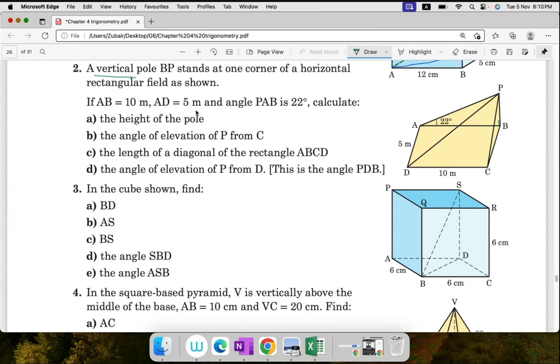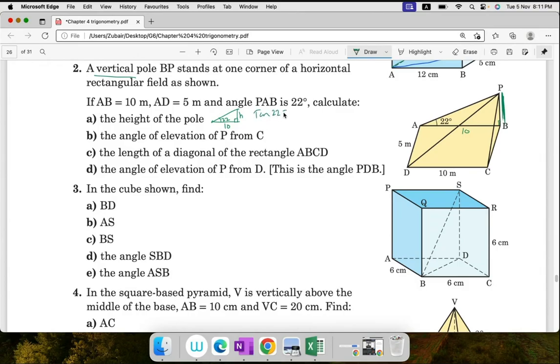AB is equal to 10 given, AD is equal to 5 given, angle PAB 22 given. Calculate the height of the pole. Now for the height of the pole, this is the height. I need a few values. If I'm looking at PAB, I can see that AB is equal to 10 as it is a rectangle. DC is equal to AB. So I can extract the required triangle, and I can see AB is 10 and angle is 22 and height is unknown. With respect to this angle, height is perpendicular and 10 is the base.